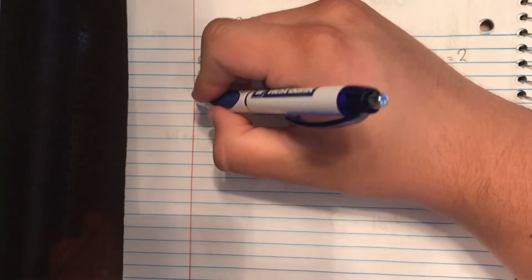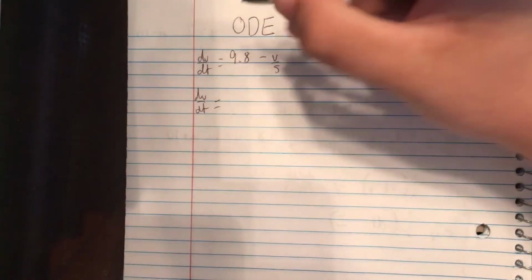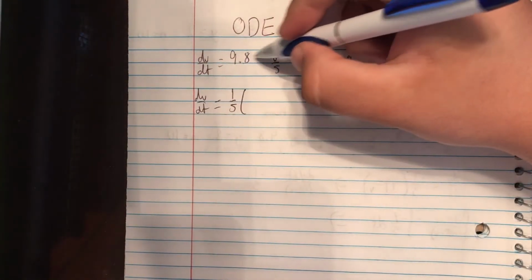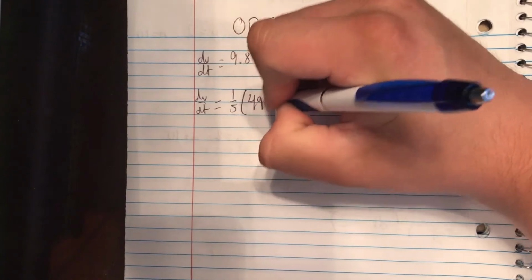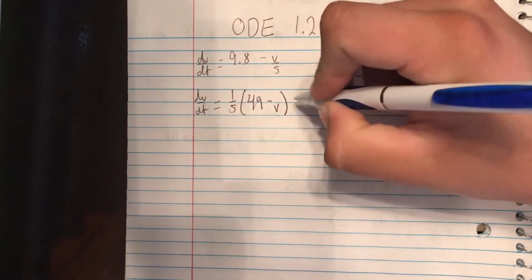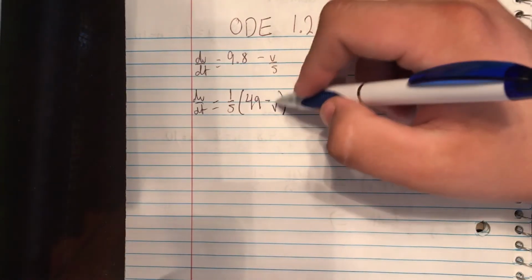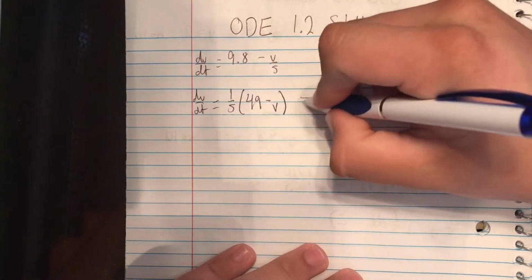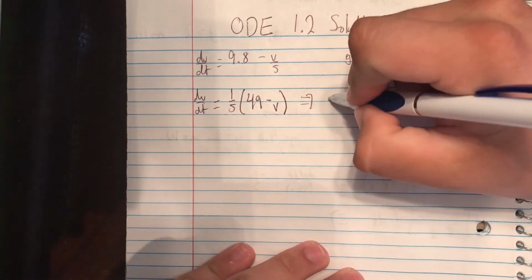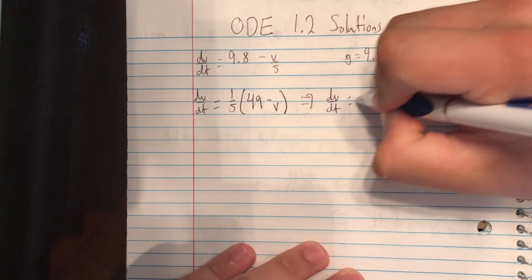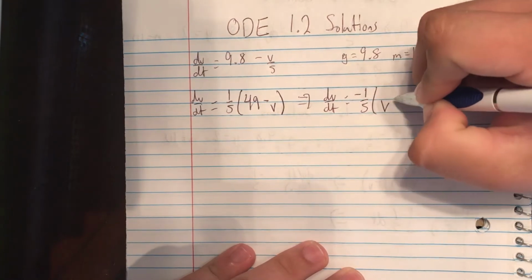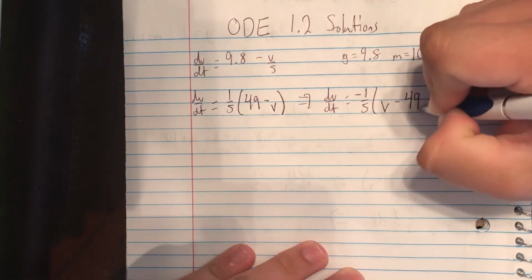So we'll keep dv/dt the same on this side, and we'll take out this 1/5. So that's going to make it, 9.8 times 5 is going to be 49 minus v. We'll make this a negative, so we'll take the negative out to make the v positive. So we have dv/dt is equal to negative 1/5 times v minus 49.